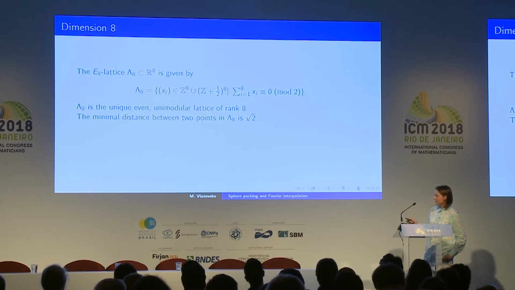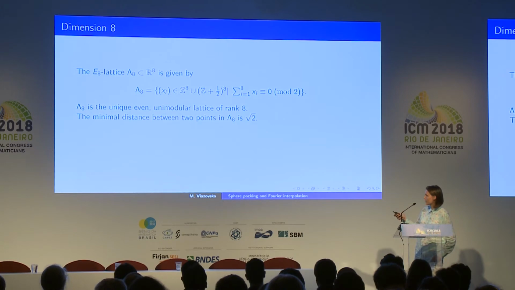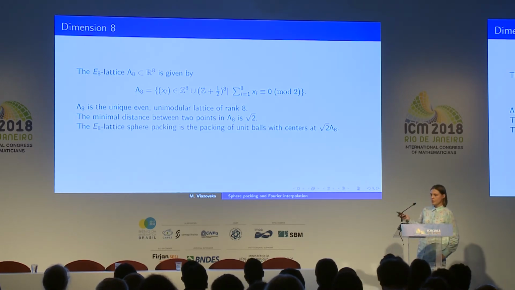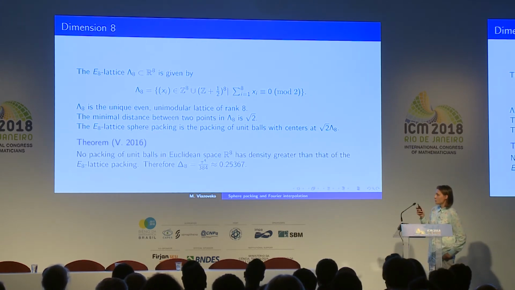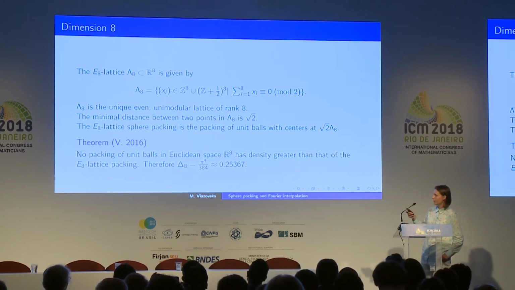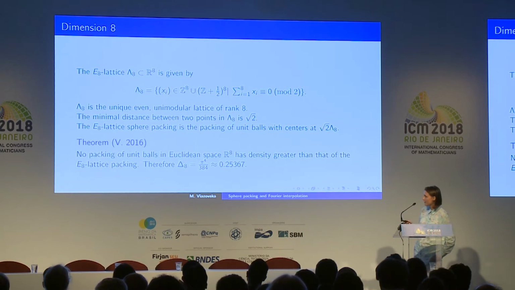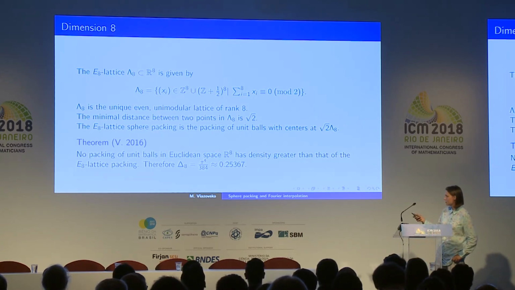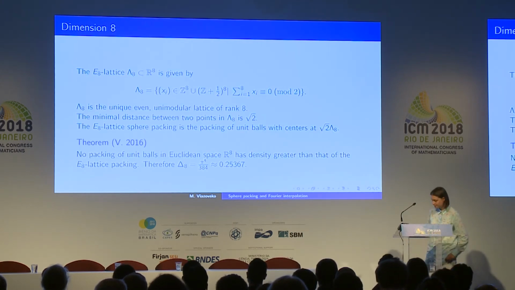If we want to make a sphere packing of unit balls, we have to scale it, so multiply our lattice by square root of 2. Then we get a good set of centers for a sphere packing. And we know that this lattice is actually optimal. This is the point where our red line meets the blue line. We know that no packing of unit balls in Euclidean space has density greater than that of the E8 lattice packing. And the density is about 25%.